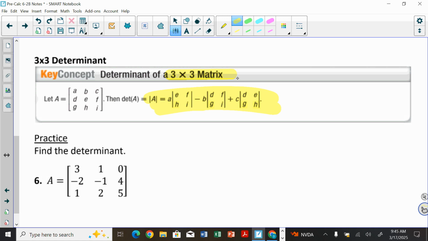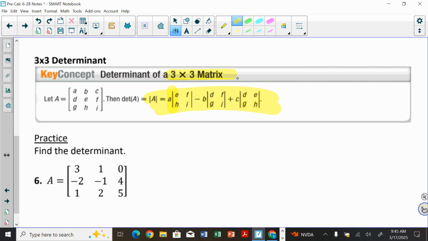So remember, these lines mean the determinant, so be careful with that. The determinant of EH and HJ minus B times the determinant of DF and GI plus C times the determinant of DA and GH. Okay, so let's look at where those numbers come from. Just remember that you subtract, then you add, right? And then we'll find it.